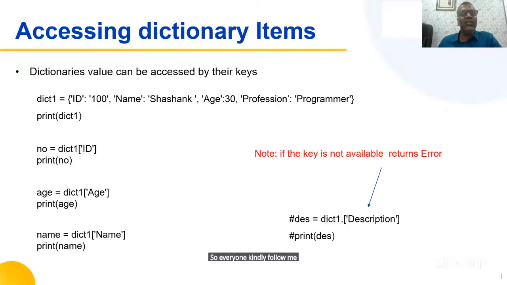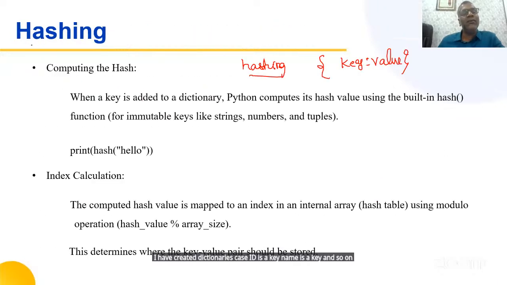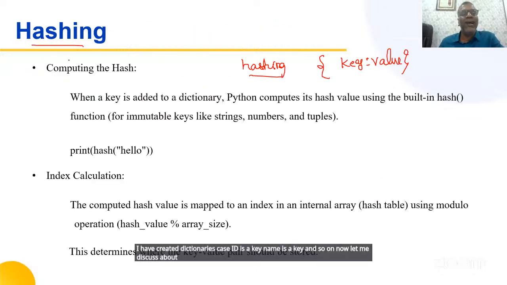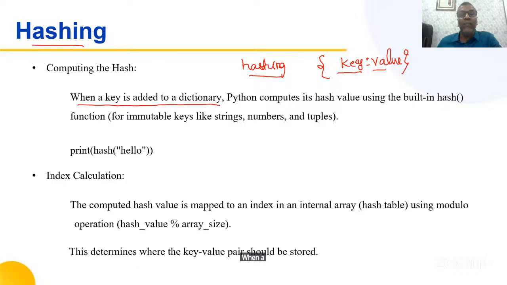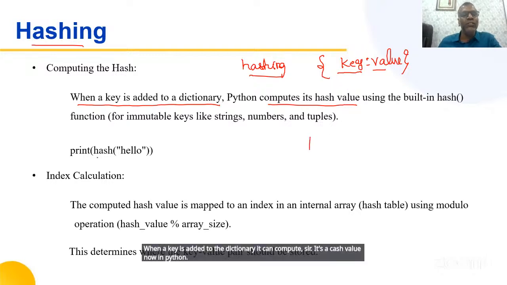Now, I have created dictionaries in this way. ID is a key, name is a key, and so on. Now, let me discuss what is the purpose of hashing. Whenever we are creating a key for any value, it internally uses a technique called hashing. When a key is added to the dictionary, Python computes its hash value. In Python, the hash value can be computed using the function hash of string. Clear for all of you?